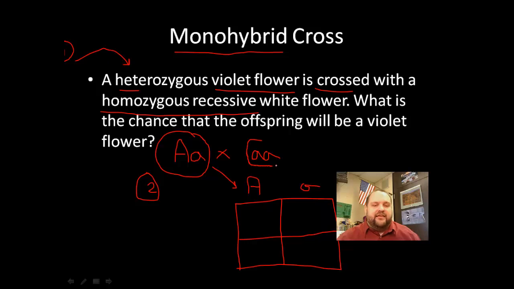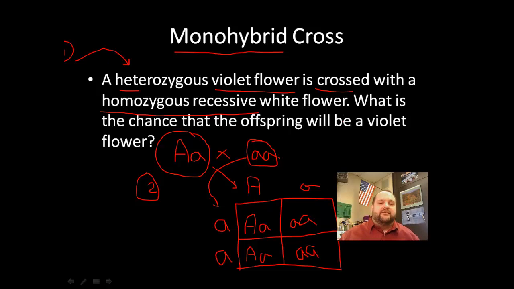Then I'm going to take this parent and put it down here, and I know that this parent can either donate that first little a or the second little a. Okay, and then when I cross these, we take this big A and match it up with this little a here. Okay, and I notice that if I do the rows and columns, this A meets up with this a, so I have big A, little a here. I notice that this big A meets up with this a here, so I have big A, little a, and I notice that this a meets up with this a here, so I have two little a's.